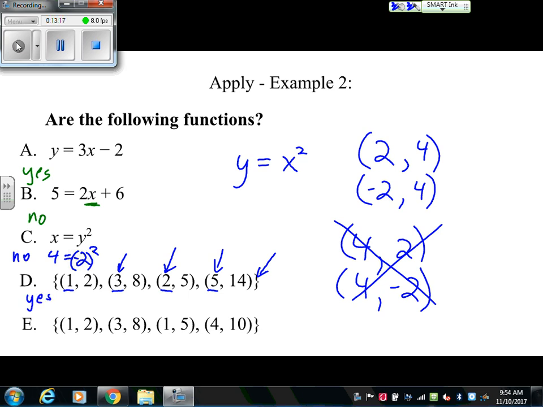Now, as I jump down to E, I've got an input of 1 with an output of 2, okay? An input of 3 with an output of 8. Again, no problem there. Now, suddenly, I have an input of 1 again. Well, we saw that at the very beginning here, and when I have an input of 1, I'm supposed to have an output of 2. But here, I'm having a different output, an output of 5, which means that I'm having more than one output for the same input, which means this is not a function.